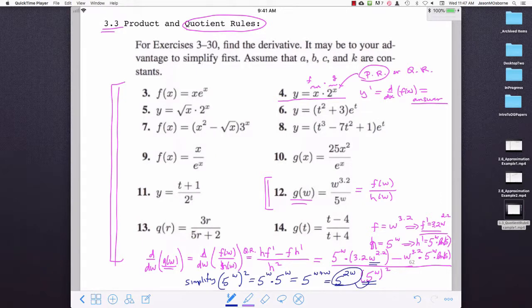These don't simplify because this is w to the 2.2. This is a power function, and 5 to the w is an exponential function. So they're different functions from each other and therefore don't combine. So the answer written there in pink is what I would put for the answer. And that ends this video.